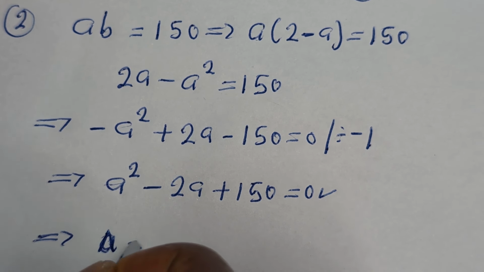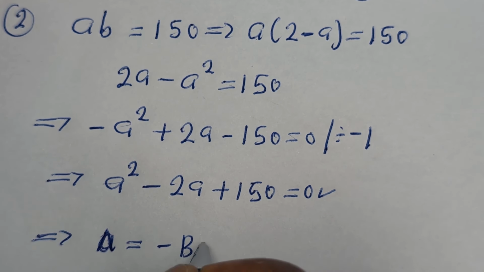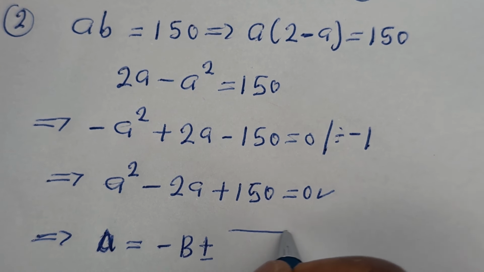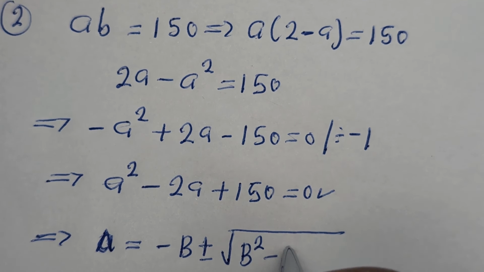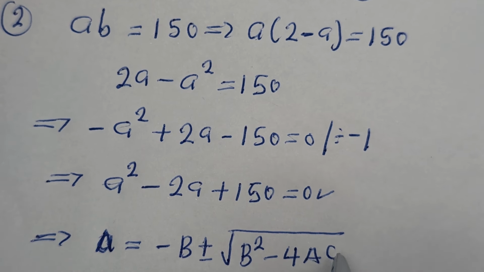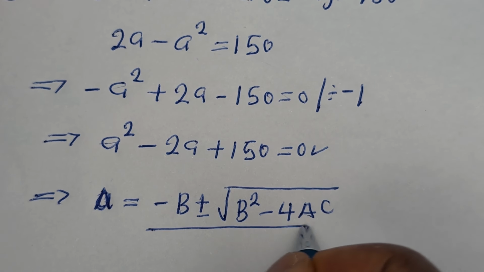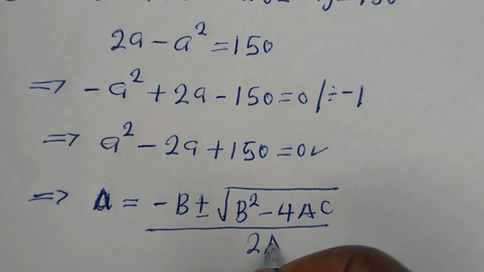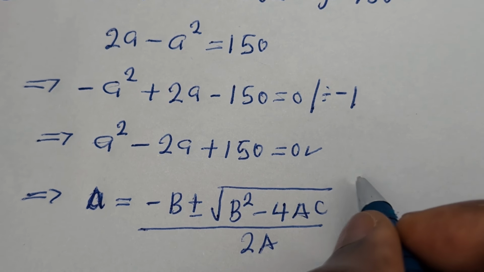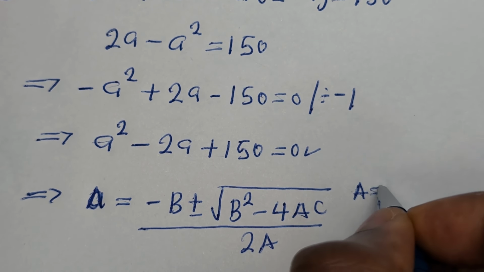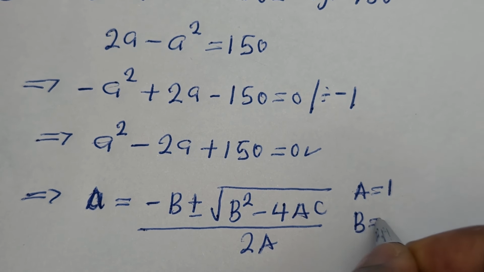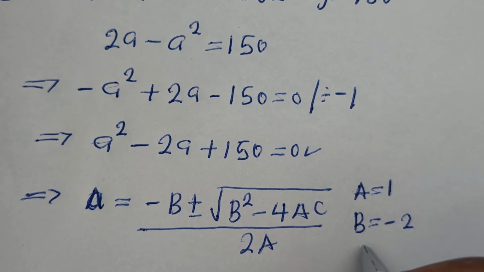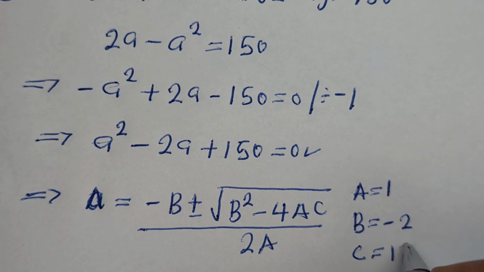a is equal to minus b plus or minus square root of b square minus 4ac over 2a. Then from this equation, a is equal to 1, b is equal to minus 2, c is equal to 150.